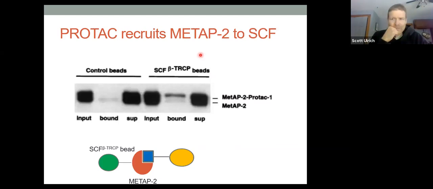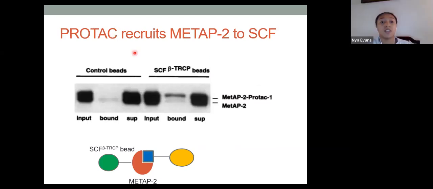Yeah. And then the next step they did was they wanted to see if the PROTAC can recruit the MET-AP2 to the SCF. SCF also stands for E3 ligase. So essentially what they did was they took extracts from 293T cells that were either a control group or plasmids that contained this flag epitope. And that flag was tagged with CUL1 or beta-TRCP. Like I mentioned before, the CUL1 and the beta-TRCP were components of the E3 ligase, so it's coded with E3 ligase.